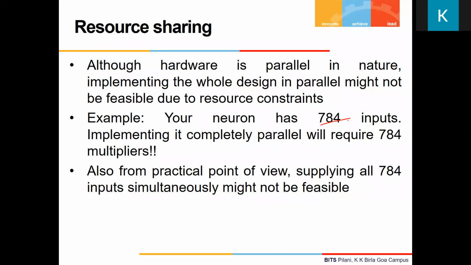Suppose your neuron has 784 inputs. When we go for this MNIST classification, the input neuron will have 784 inputs, because I told you the inputs represent a handwritten digit, and that is a 28 by 28 pixel image. So there are totally 784 pixels. Basically the neuron should have 784 inputs. Now what I should do inside the neuron is multiply each of these pixel values with some weight value and add them together.